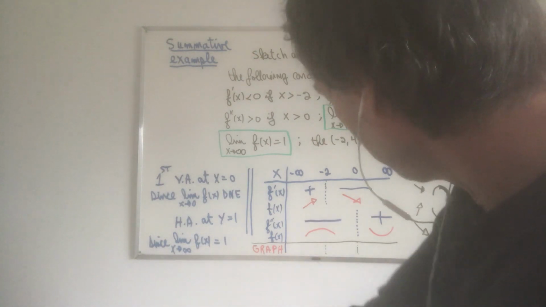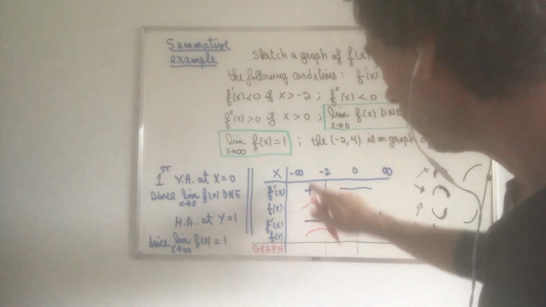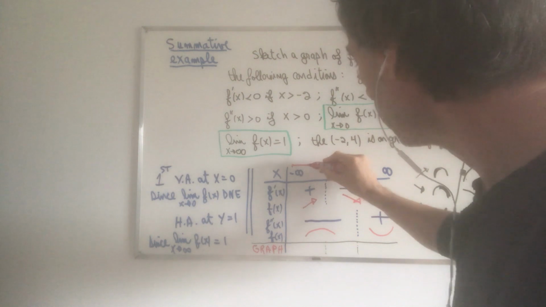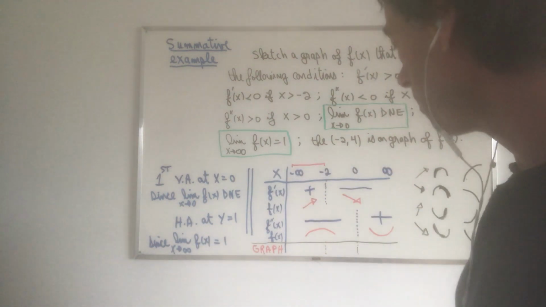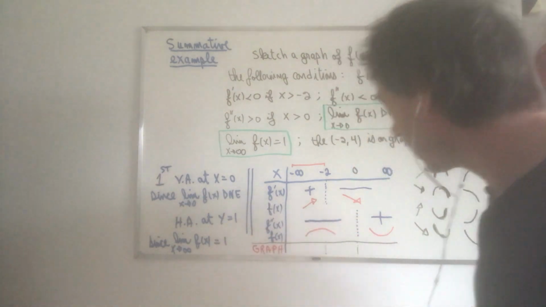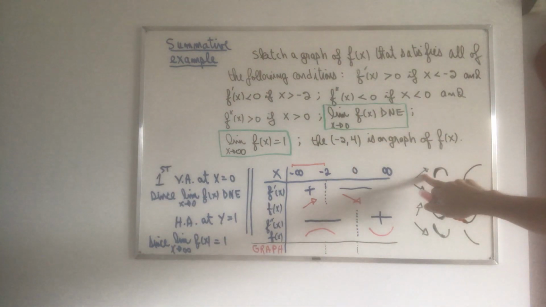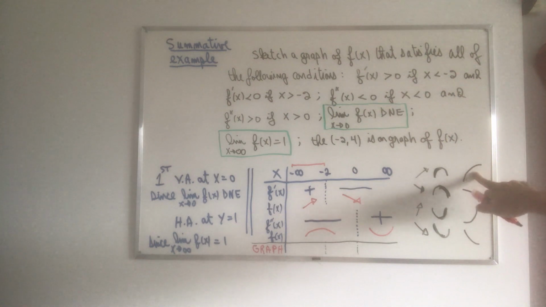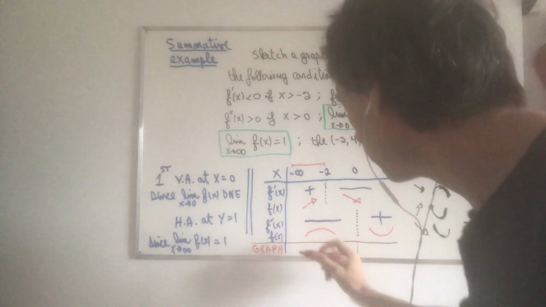Back to my problem. In this interval here, which corresponds to minus infinity to minus 2, I am increasing and I am concave down. So basically, I have that shape. I should not use red. I have that shape.